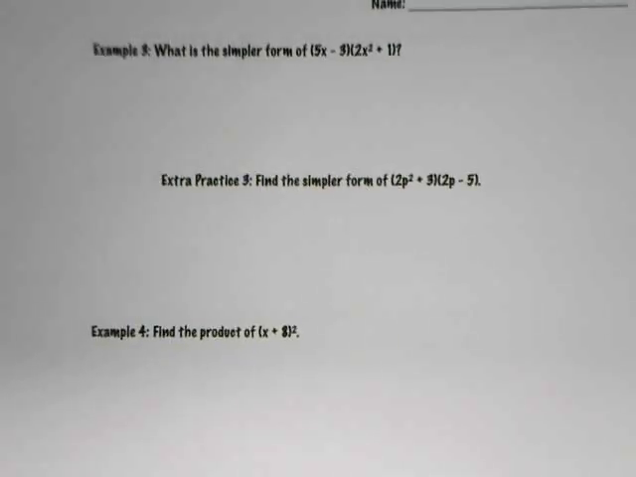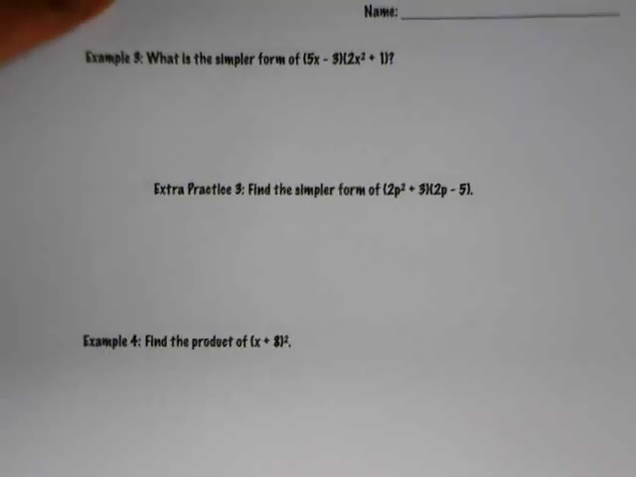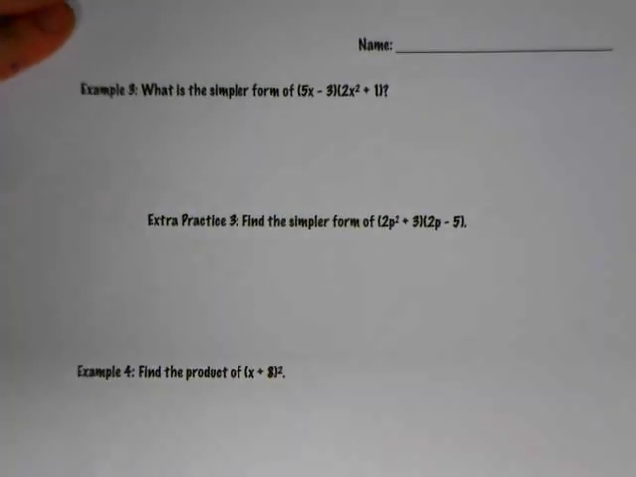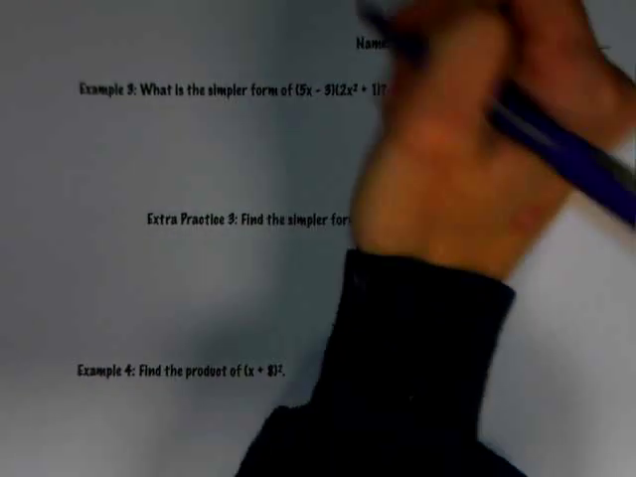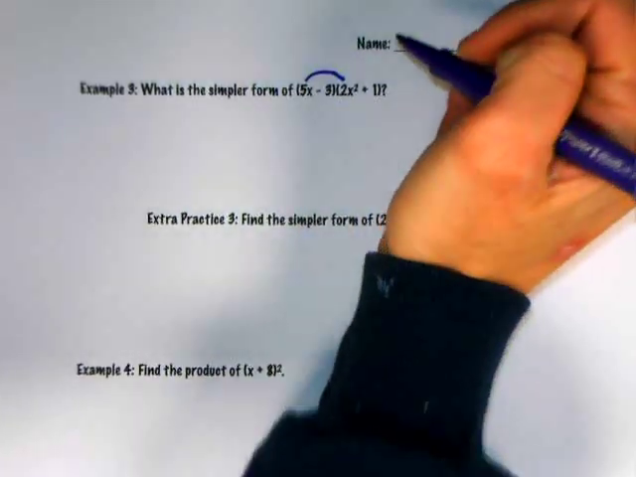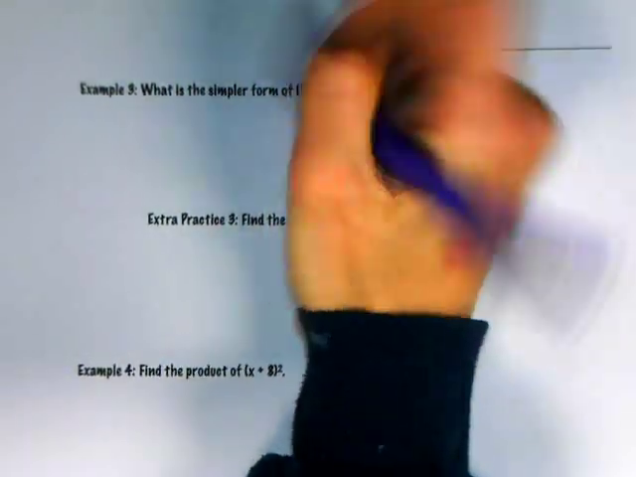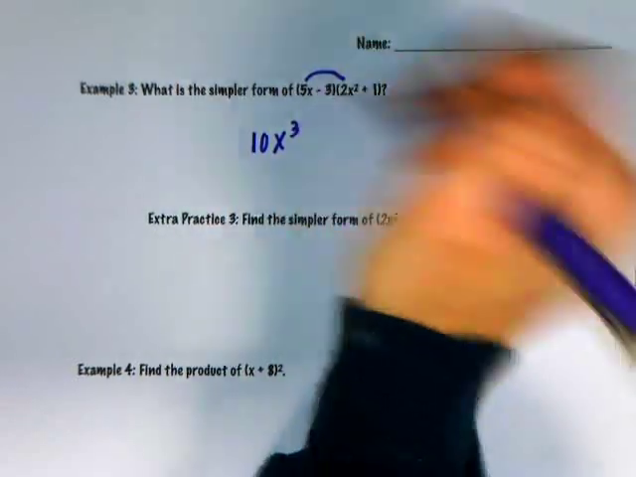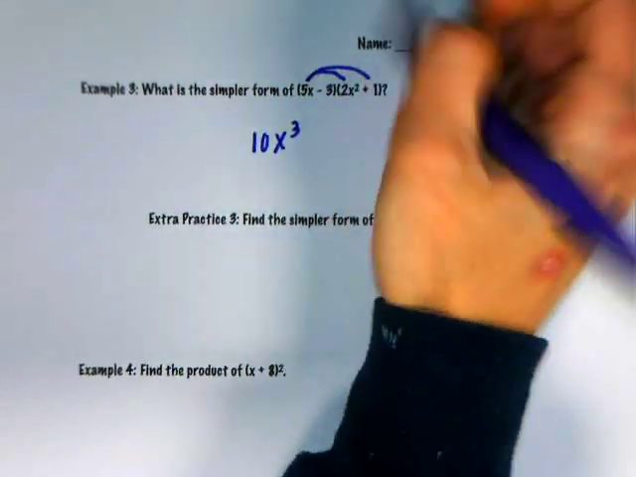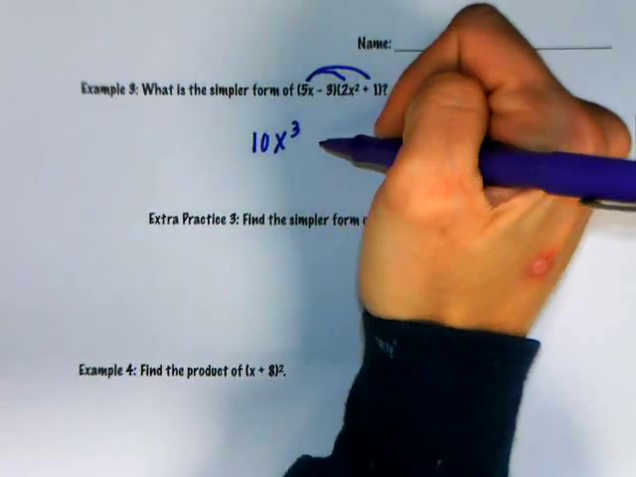All right. So now we're gonna do one where the exponents are a little bit different. You guys can see that. Okay. So for this one, what is 5x times 2x squared? 10x to the third. Yep. 5x times 1? 5x.